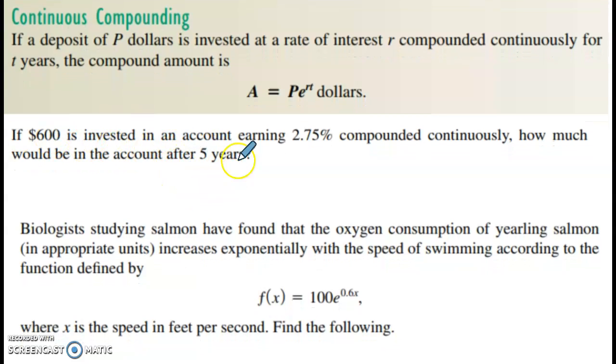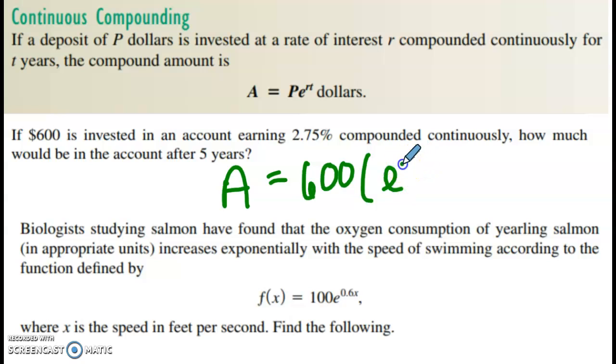So if $600 is invested in an account earning 2.75% compounded continuously, how much will be in the account after 5 years? I just have to take my $600 times e to the 0.0275 times 5 power. Okay, I take e to the 0.0275 times 5 power times 600, and that'll tell me how much I will get.